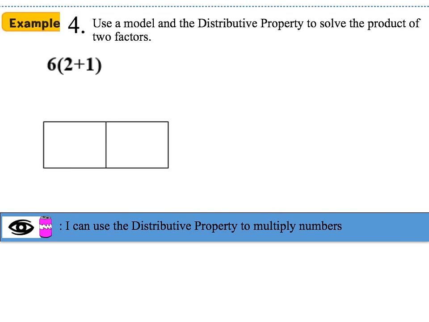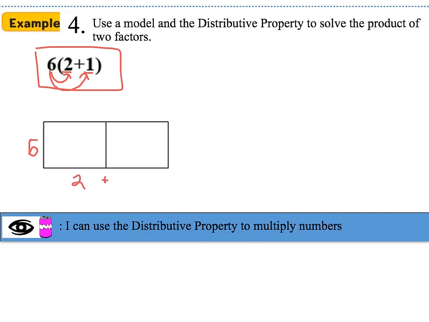For example 4, it says use a model and the distributive property to solve the product of 2 factors. We know that this is a product of 2 factors because product means to multiply, and I'm multiplying the 6 with the 2 factors on the inside of the parentheses. So the 2 is a factor and the 1 is a factor. Notice that this problem has parentheses. So I know that these numbers will go on the outside of my model. So this is worth 6. This side is worth 2.